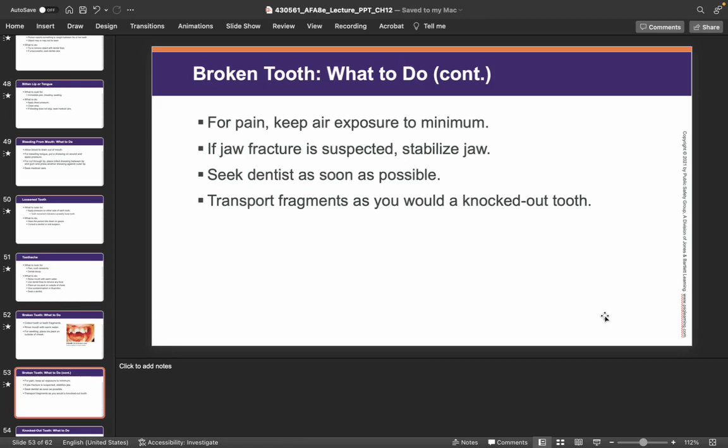If you suspect a jaw fracture, try and stabilize the jaw the best you can. You may also seek a dentist to get that taken care of.